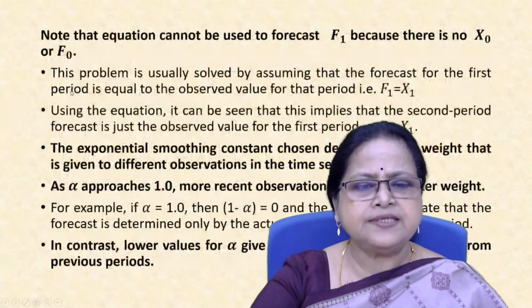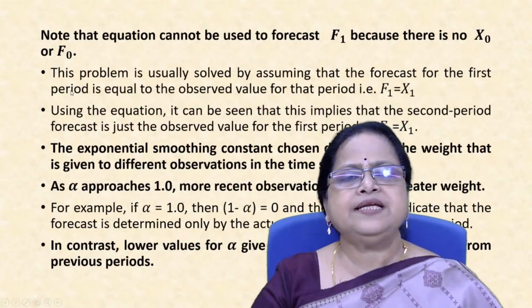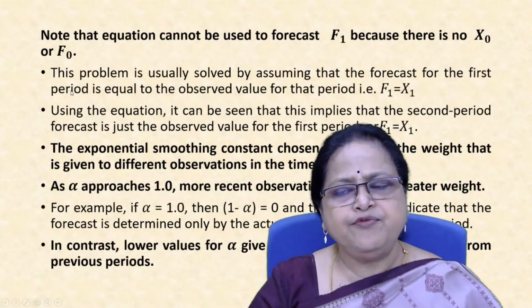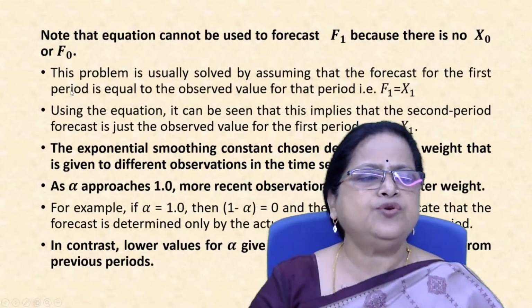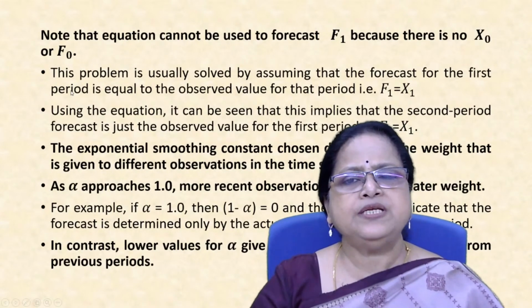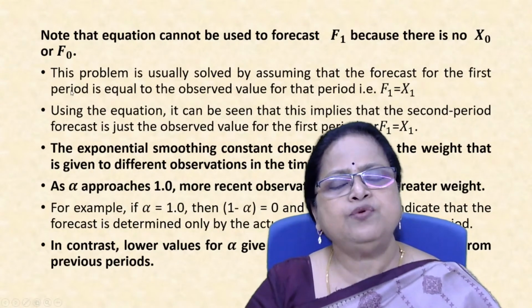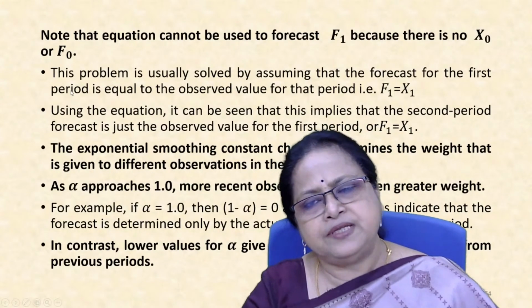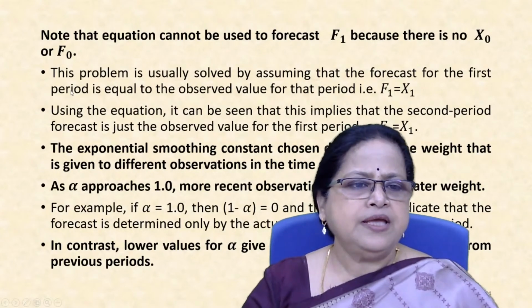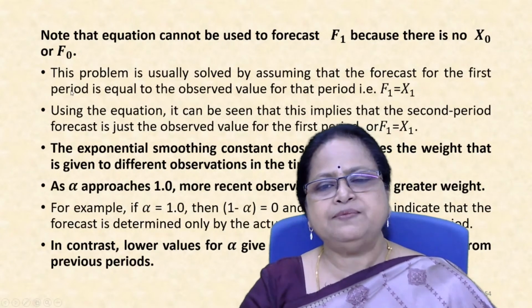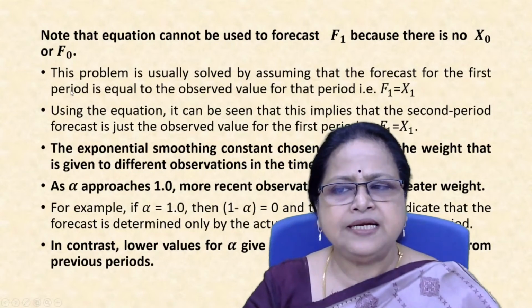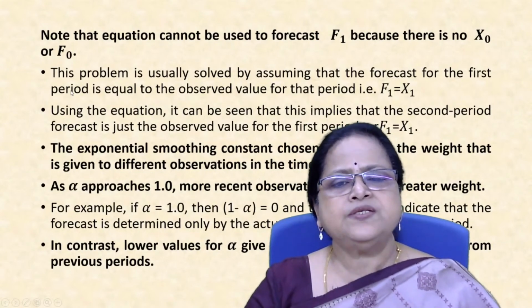We can calculate this. Now note that the equation cannot be used to forecast F1 because there is no X0 or F0. This problem is usually solved by assuming that the forecast for the first period is equal to the observed value for that period. That is, F1 is equal to X1. Using the equation, it can be seen that this implies that the second period forecast is just the observed value for the first period.